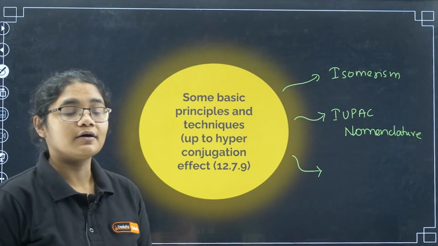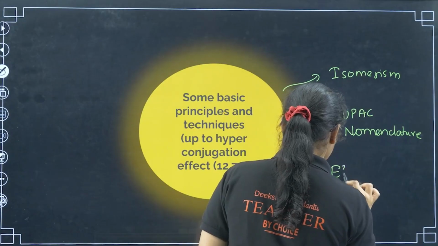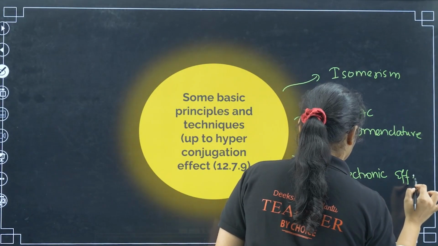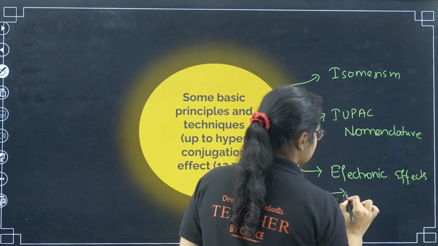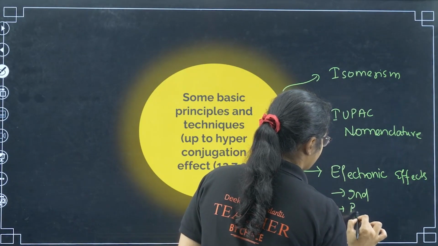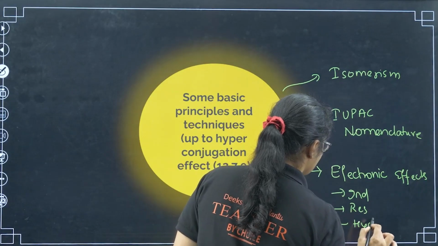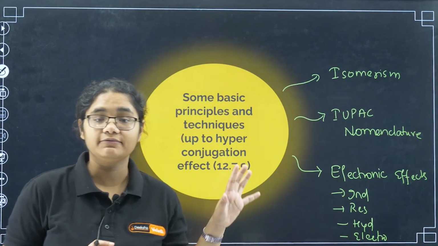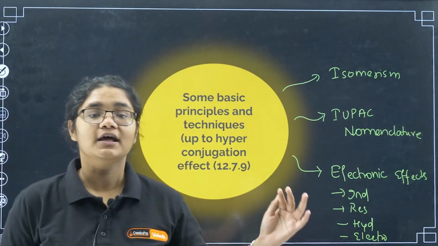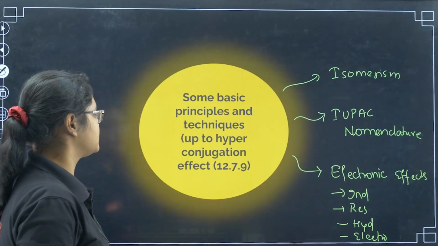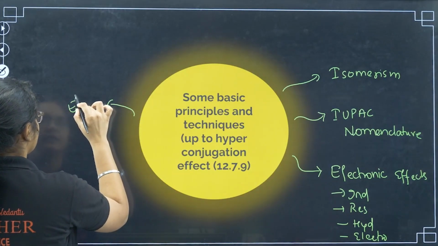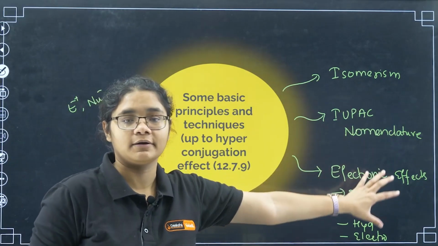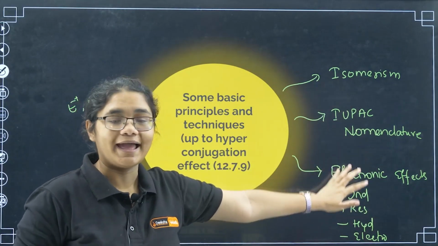Then you have electronic effects. What are electronic effects? Inductive effect, resonance effect, hyperconjugation, electromeric. So these are the major topics that you should be focusing on. Other topics are also there, like electrophile, nucleophile, but the most important part is isomerism, nomenclature, and these effects.